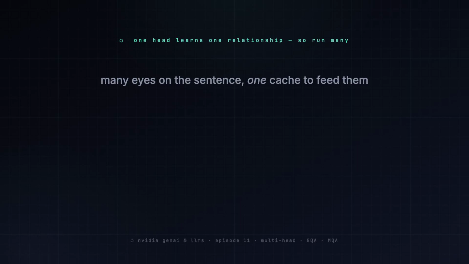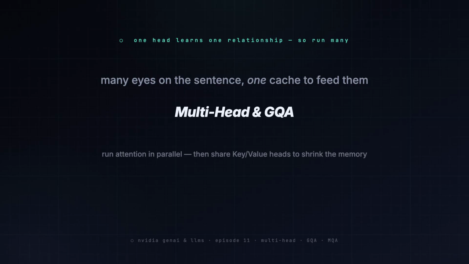Last episode, we built one attention head and ran it, but one head only learns one kind of relationship. Real models run dozens at once, and that raises a memory problem that quietly governs how big and how busy a model you can serve. This episode is multi-head attention, and the elegant fix called GQA.